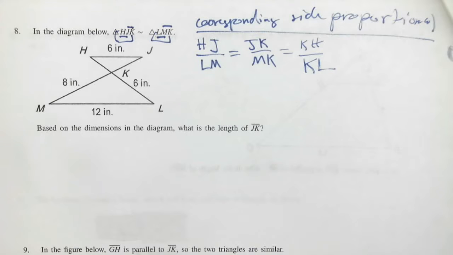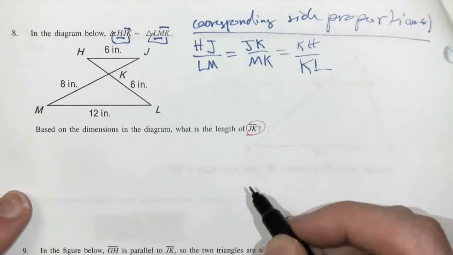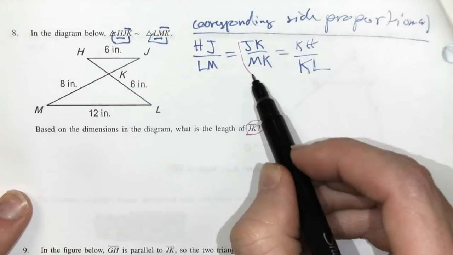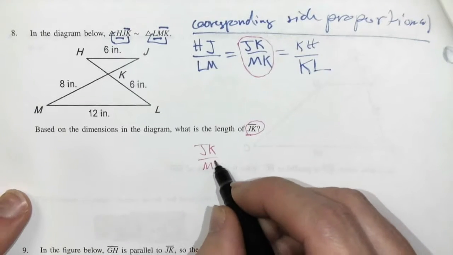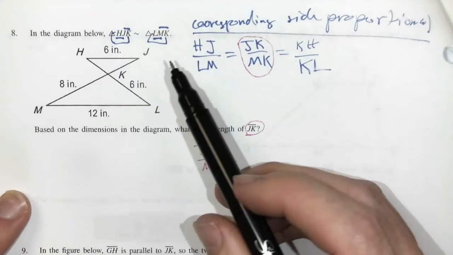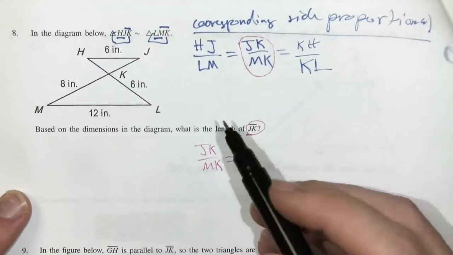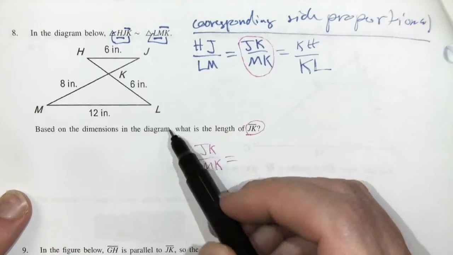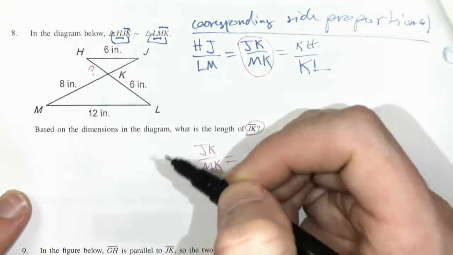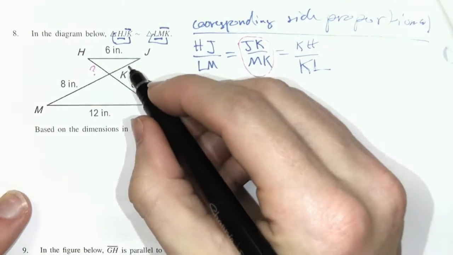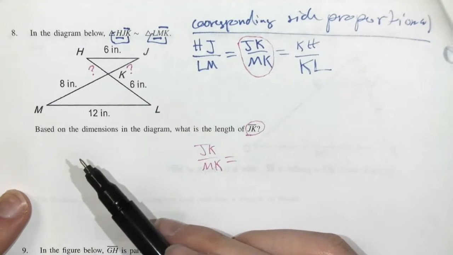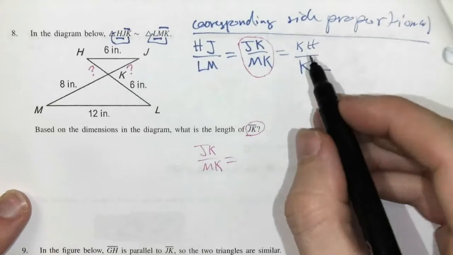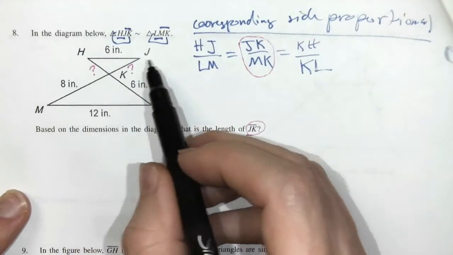Well, based on the dimensions of the diagram, what is the length of JK? So I'm trying to find JK. Since I'm trying to find JK, I know I need to use this fraction. So JK over MK. Now I need to pick, do I want to use HJ and LM or KH and KL? Well, KH, I don't know what KH is. And I also don't know what JK is. So if I have two unknowns, I won't be able to find it. I need to select an option where I have only one variable. So I'm going to use HJ and LM.